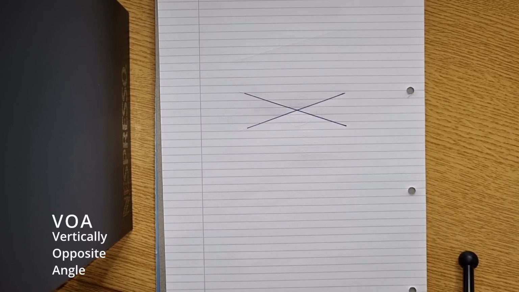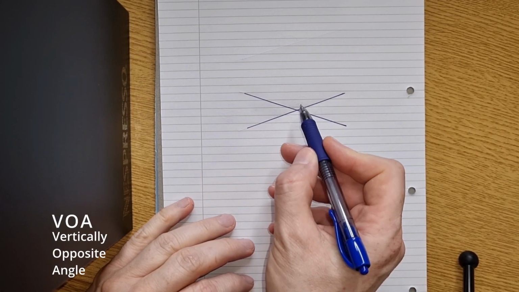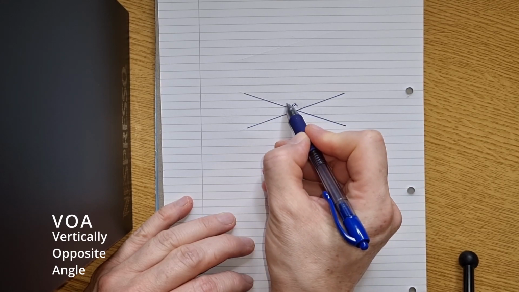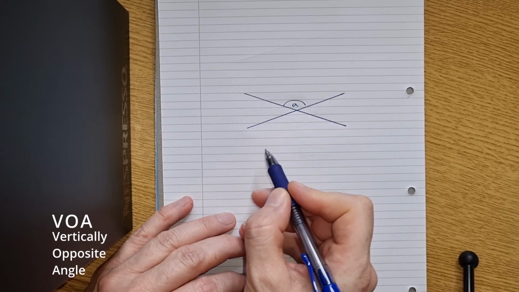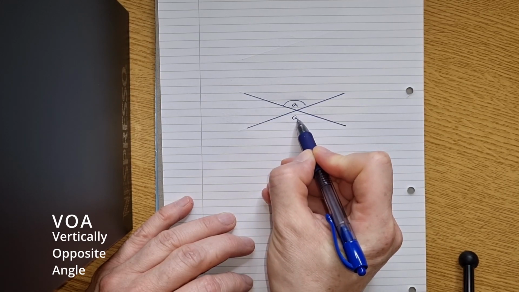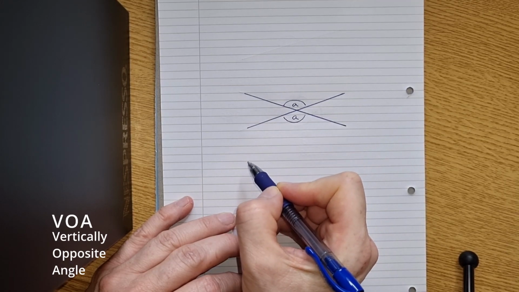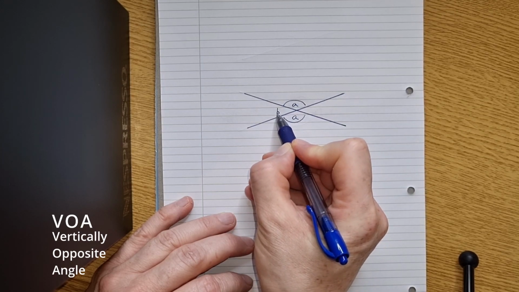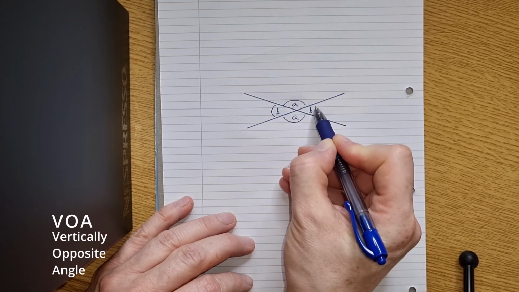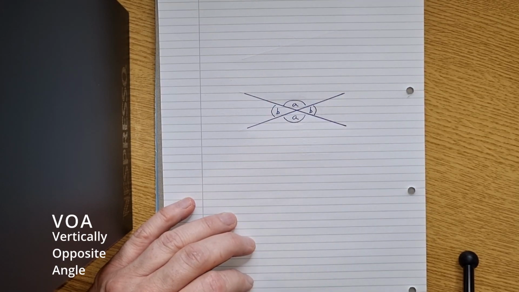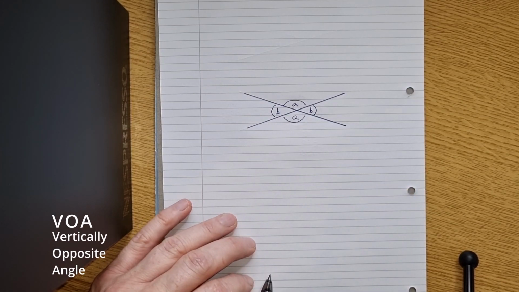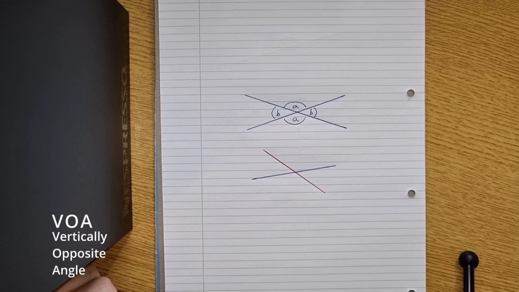So if I have a diagram like this, with an angle in here that I'll call angle A, then the vertically opposite angle, which is exactly the same, is this angle here, and that's A as well. I also know that if I've got an angle in here, which I'll call B, then this angle over here is exactly the same. That's B also. A equals A, B equals B, they're vertically opposite angles.